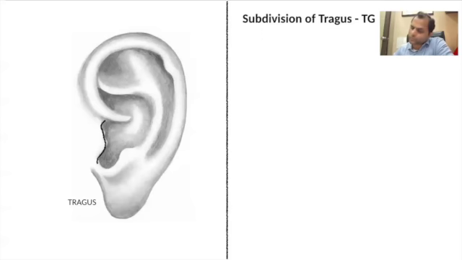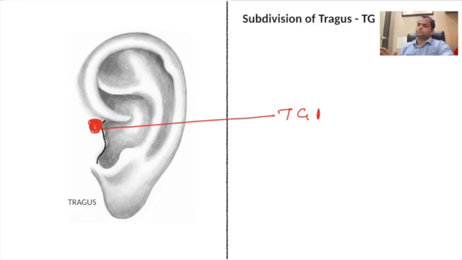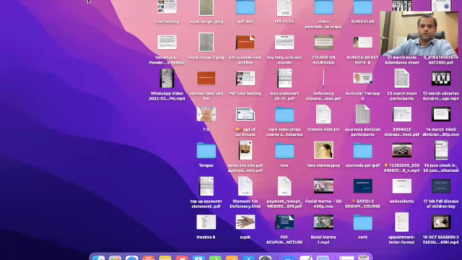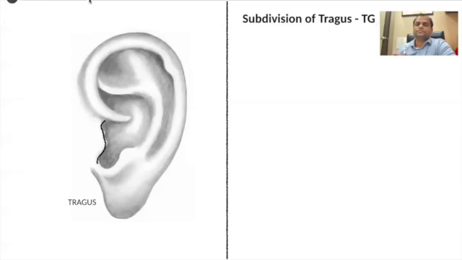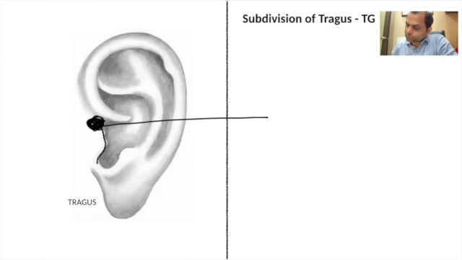So in this way, this is the tragus 1. So this upper part is the tragus 1. The point of vitality.